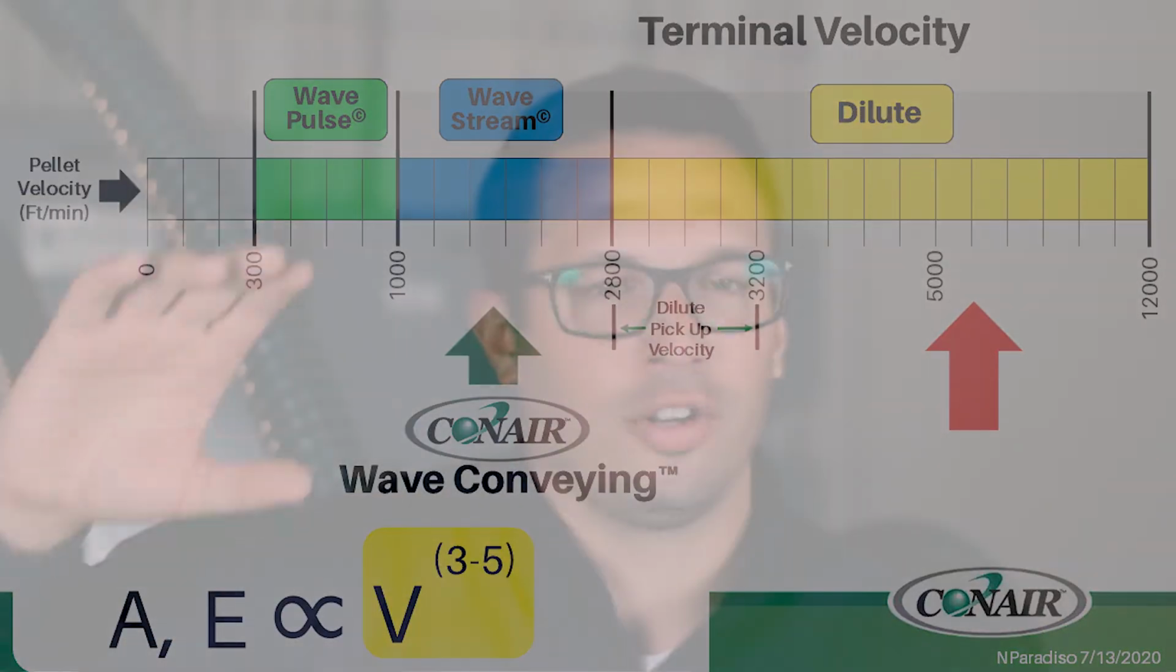So at the end of the day, your terminal velocity, the resin velocity right as it enters the receiver, could be in excess of 5,000 to 6,000 feet per minute in a non-purge system, or in excess of 10,000, maybe 12,000 feet per minute in a purge system, as those last pellets are screaming by to clean out that conveying cycle.